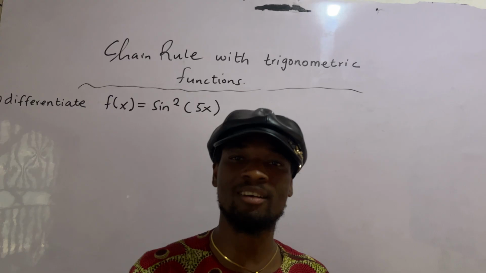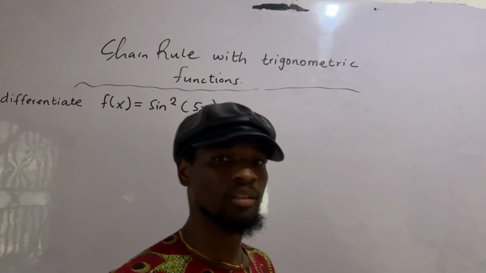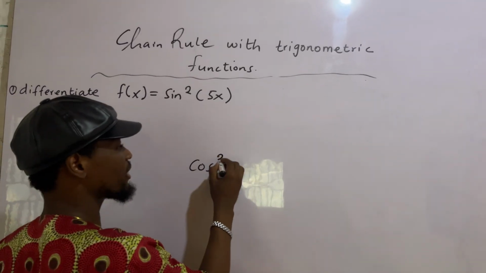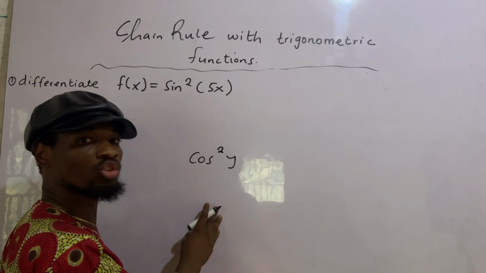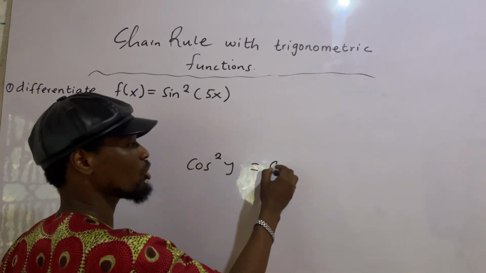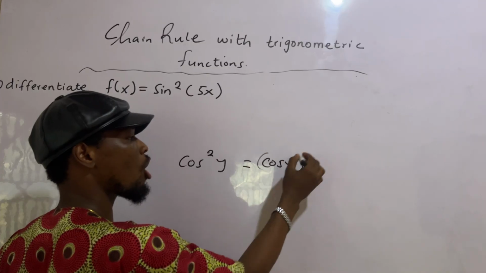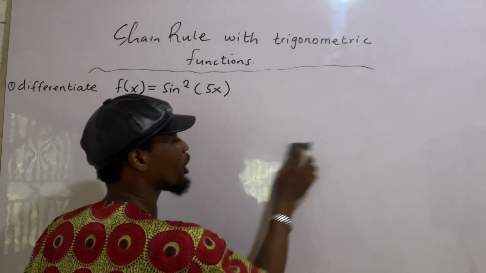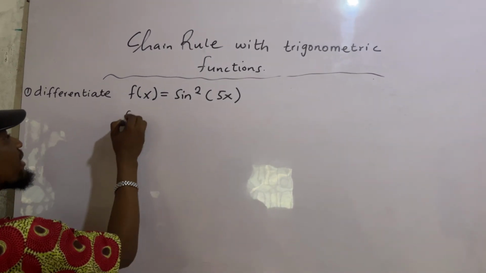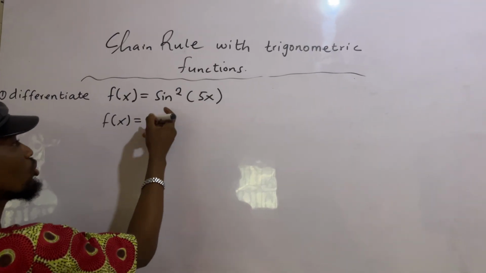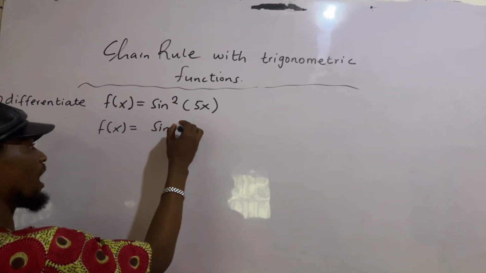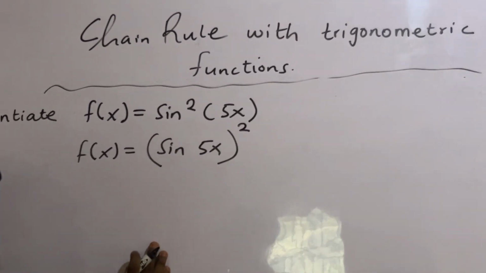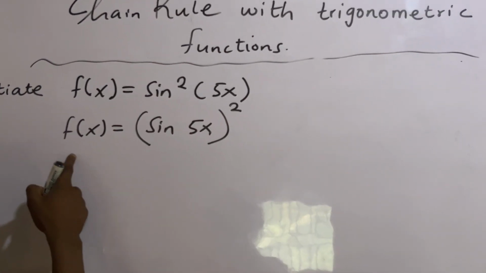Okay, viewers, let us tackle the question on the board. But remember, if you have cos squared y, according to trigonometry, this is the same as cos y, all squared. As simple as that. So we're going to employ the same analogy. So this one is the same as f of x equals sine 5x, all squared.